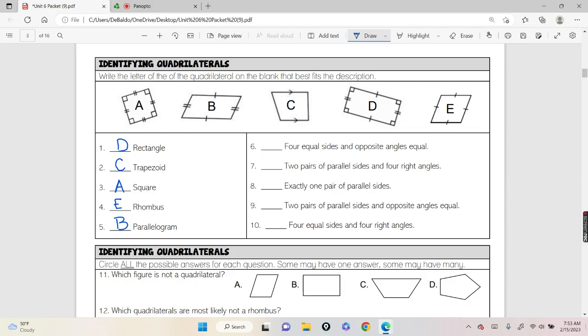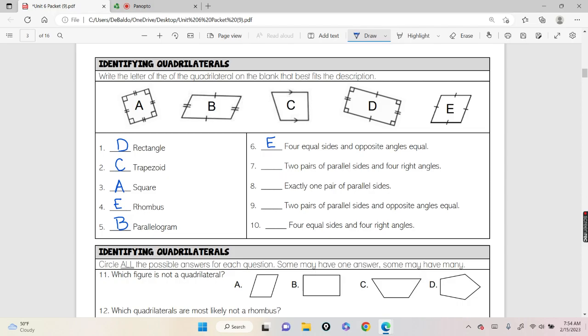Okay, now let's look at some descriptions and see if we can determine which one of these quadrilaterals is represented here. Number 6, 4 equal sides and opposite angles equal. Okay, well, let's think about that. 4 equal sides, so it has to be either a square or a rhombus, but the opposite angles are equal. Now, this one is kind of debatable, but technically both of them have opposite equal angles. But what we're looking for here is if it were a square, it would specifically say that it would have right angles in it. So it doesn't. So we're going to go with the rhombus, and we're going to say letter E.